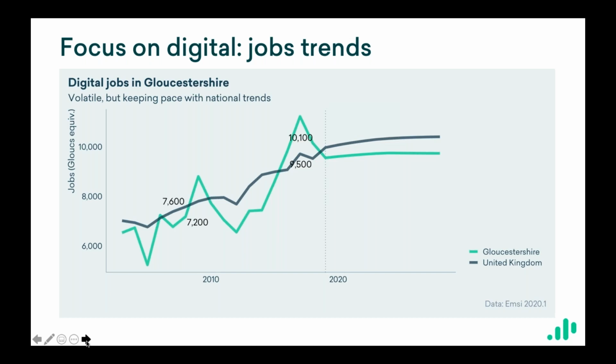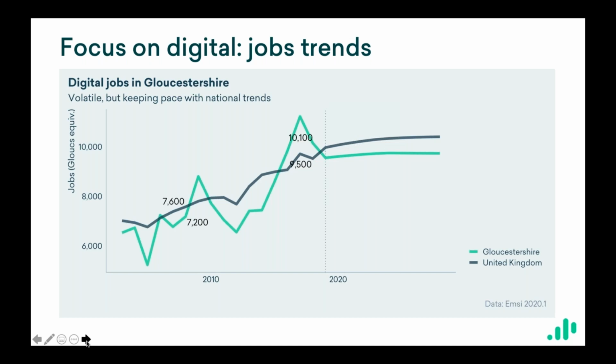And what you can see there is that overall, Gloucestershire is keeping pace, if a little behind the UK trend. It's quite volatile. That often happens in local economies, and digital is quite volatile because it's overall fast growing, and so you get quite a lot of churn there. But it's just that little bit behind. So it's keeping pace, but not quite. You can see that back in 2008, I think that is, there were 7,200 jobs in Gloucestershire, and it rose up to 10,100 a couple of years back, and it's slipped back since then.